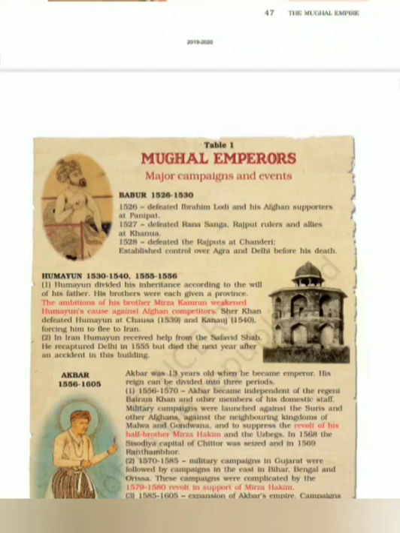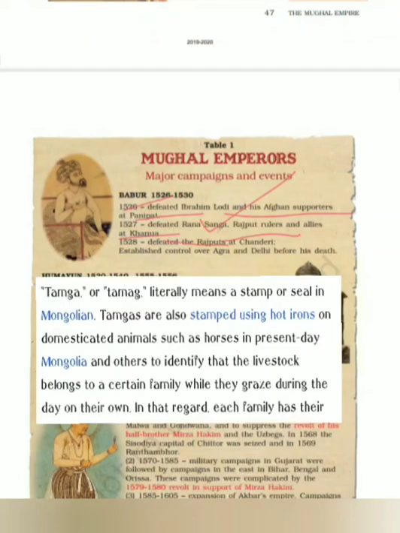So Babur in 1526 defeated Ibrahim Lodi and his Afghan supporters at Panipat. Then in 1527 he defeated Rana Sanga and the Rajput rulers and allies at Khanwa. So it was called the Battle of Khanwa. Babur won the battle, and then he declared to his soldiers that he won't drink wine. He abolished tamga. So what is tamga here? It is the stamp and custom duties on Muslims.